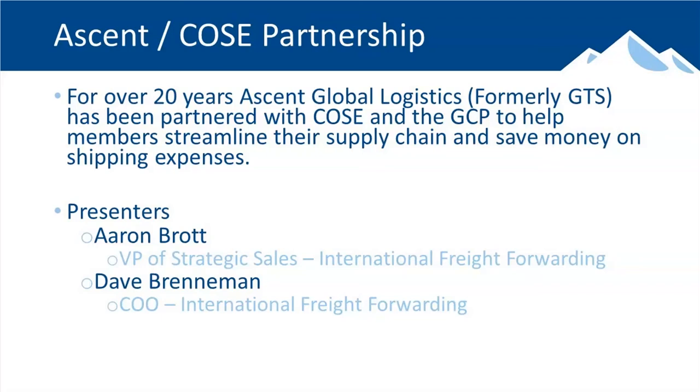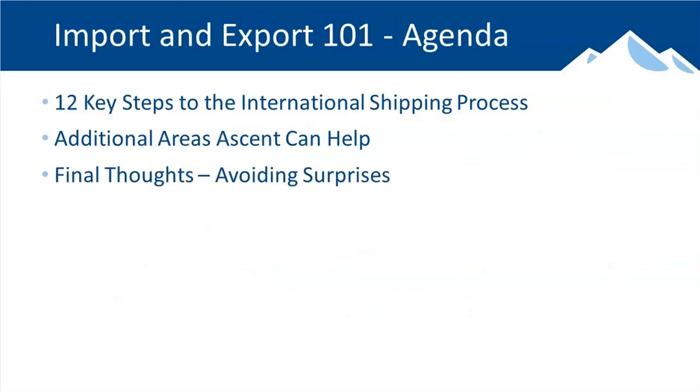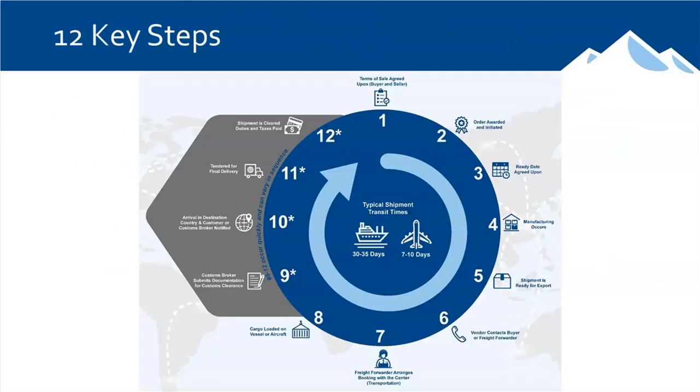Good morning. Thank you again for joining our seminar today. On our agenda, we'll talk about the 12 key steps to international shipping, some additional areas where Ascent can help, and some final thoughts on what I would like to call avoiding surprises. For today's discussion, we will be talking about the individual steps for international shipping, specifically focusing on imports into the U.S. There are 12 key steps that I will outline, and I will discuss some of the differences between importing into the U.S. and exporting from the U.S., but the process itself from a high level is very similar across both import and export.